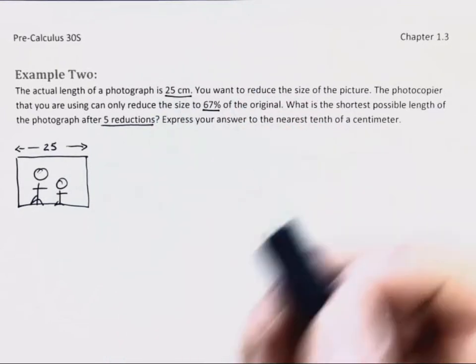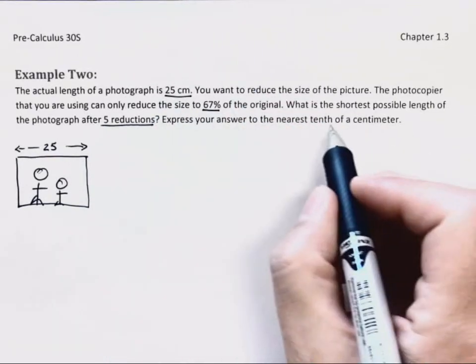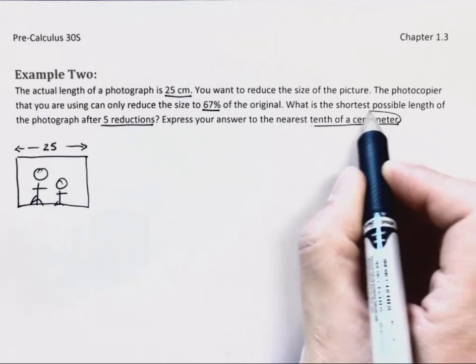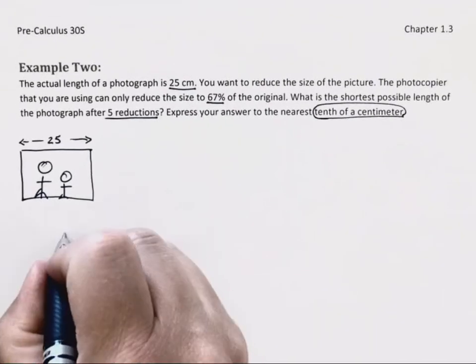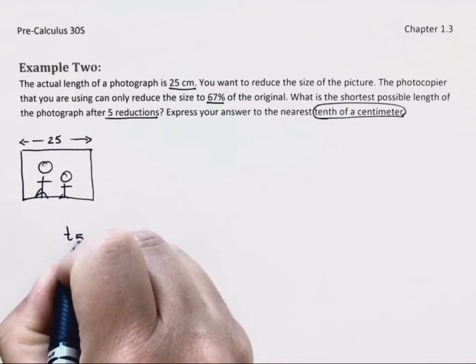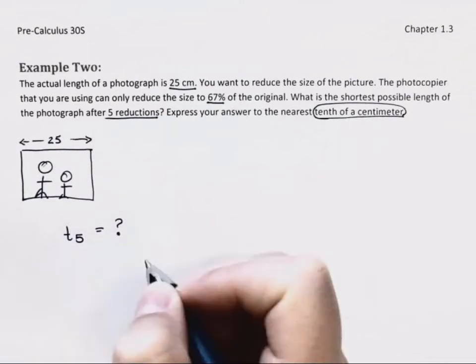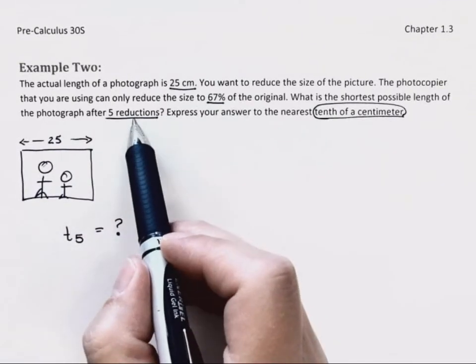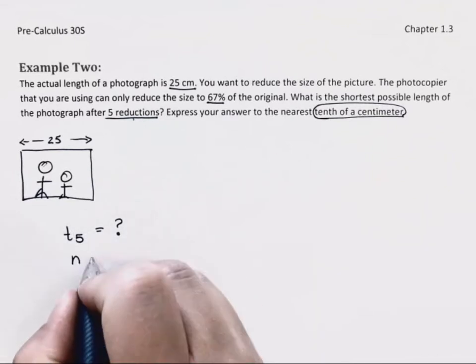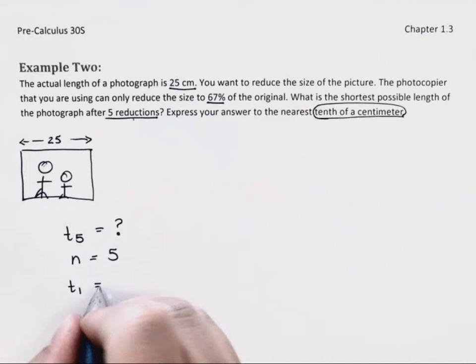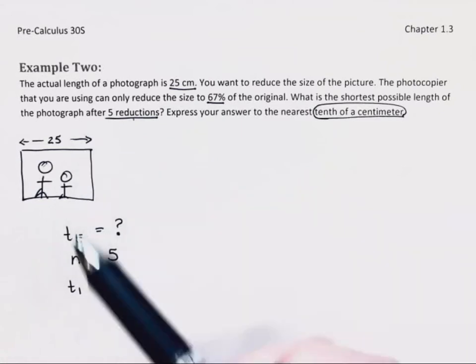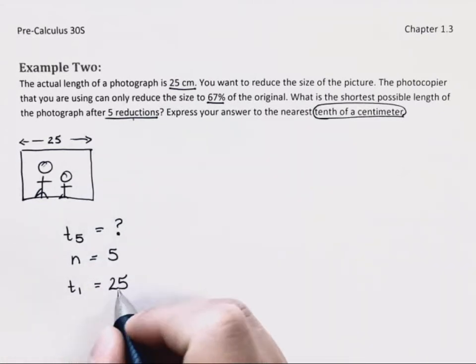67%, original is 25. Express your answer to the nearest tenth of a centimeter. So it's telling me what I want my answer in. Okay, so we know a couple of things. We're trying to find the 5th term, because we're going to reduce it 5 times. So right away we know our n is 5. We know our T1 is what we're starting with, and the photograph is 25 centimeters to start with.